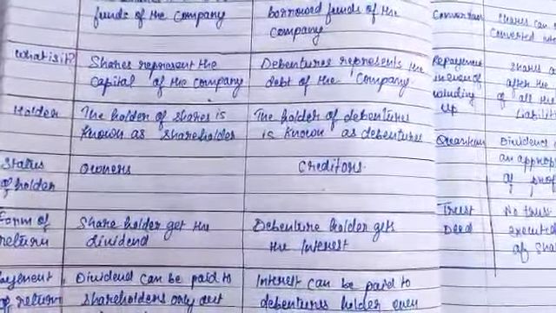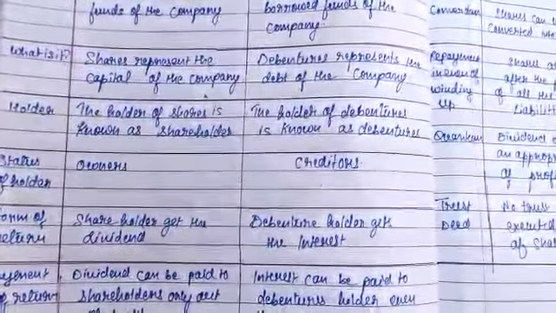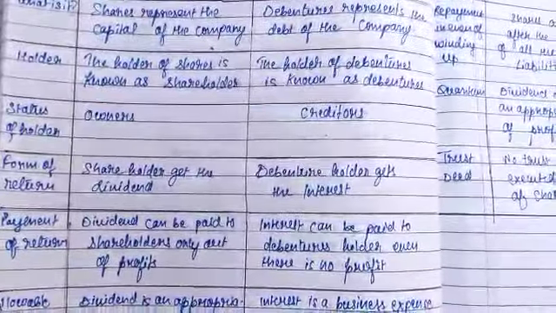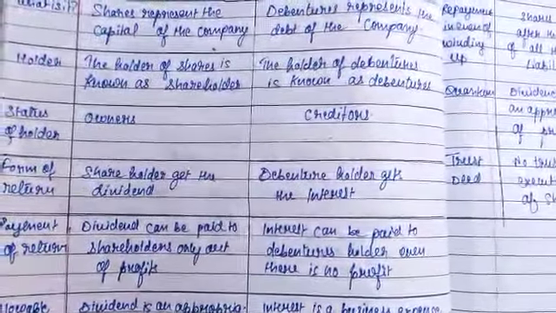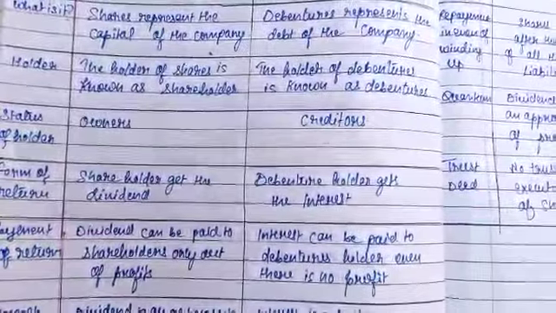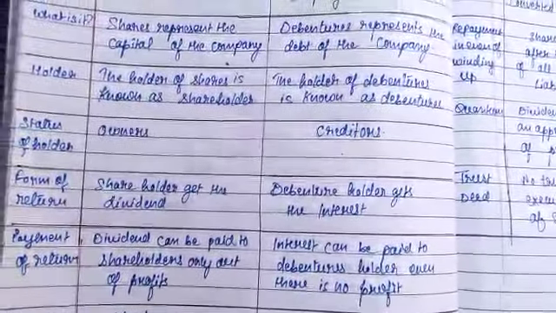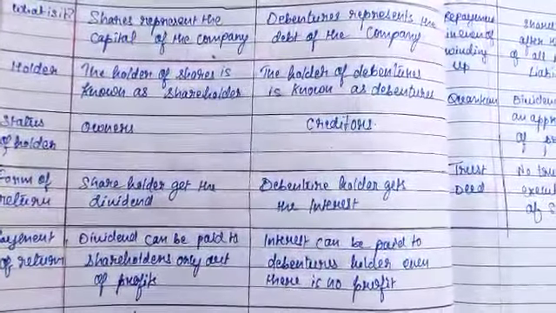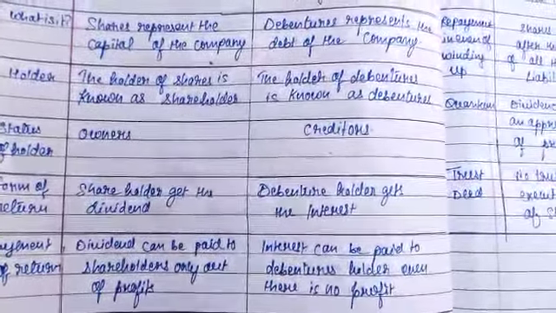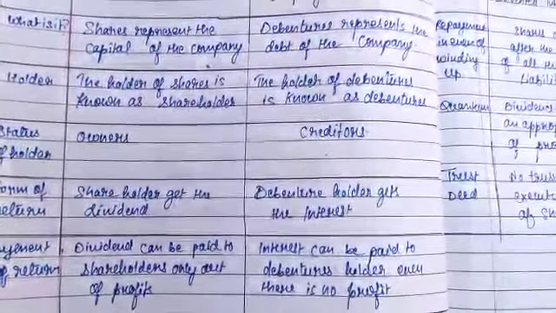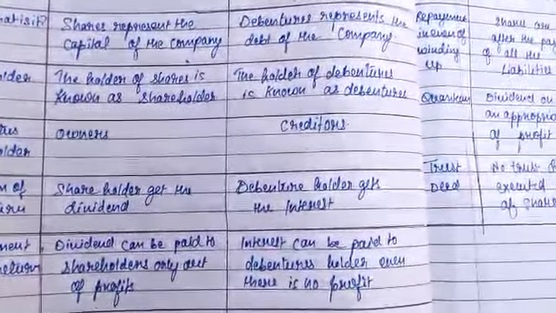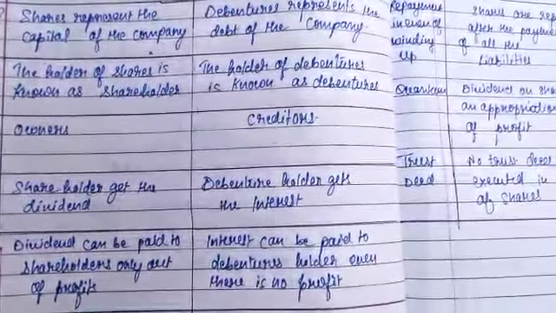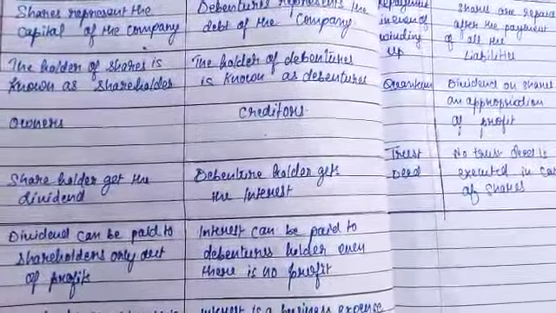Form of return. Shareholder gets the dividend. Debenture holder gets the interest. Payment of return. Dividend can be paid to shareholders only out of profit. Interest can be paid to debenture holders even if there is no profit. Which means at the time of liquidation, if the company is not in profit, the shareholders will not get any kind of dividend. But in case of debentures, they will be paid their part even if there is no profit or the company is in loss.